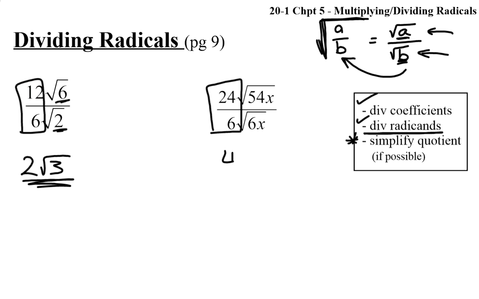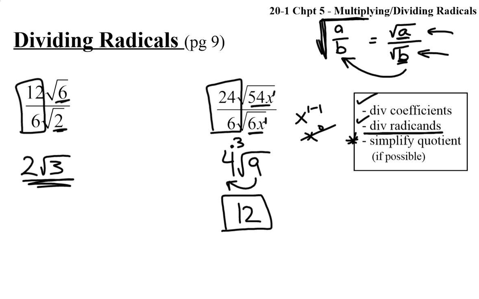24 divided by 6 is 4. 54x divided by 6x. Remember, we're subtracting exponents when we divide powers. So we end up with root 9 and x to the 0, because x1 minus 1 is x0. Does x0 do anything? No, we don't need it. Simplify, well, in this case, 9 is a perfect square. So when we root out 9, we've got to root out the value of 3, which leaves us with 4 times 3. And there's nothing in the root sign, because all of the radicand rooted out.